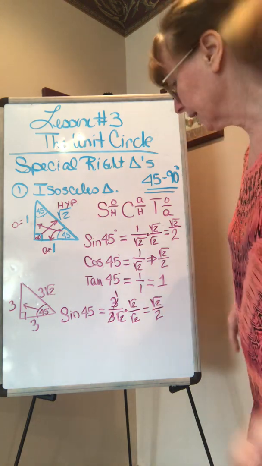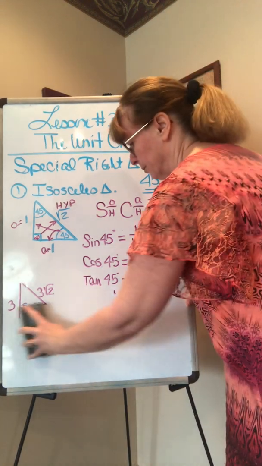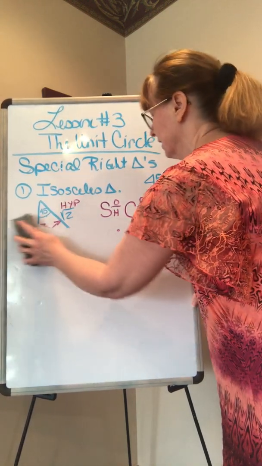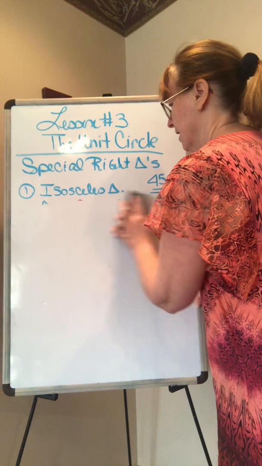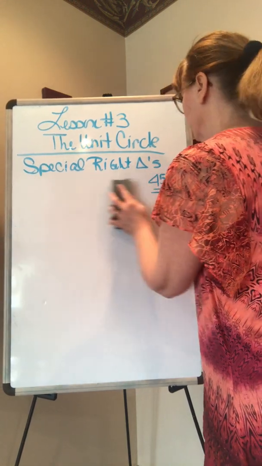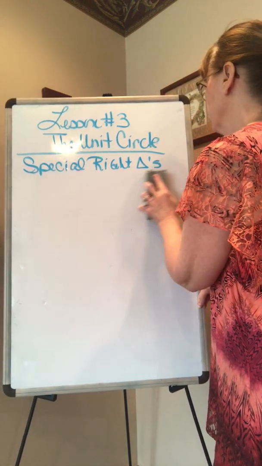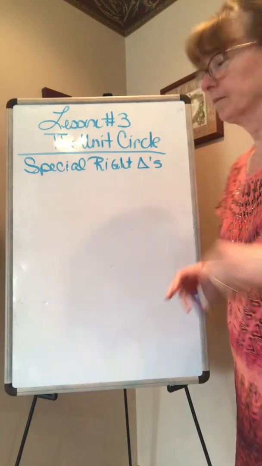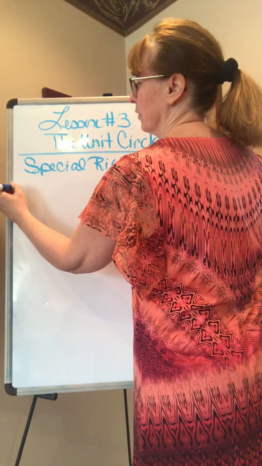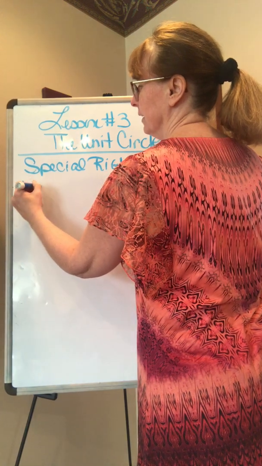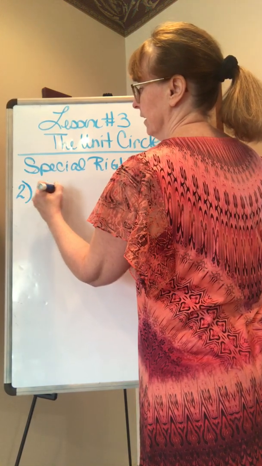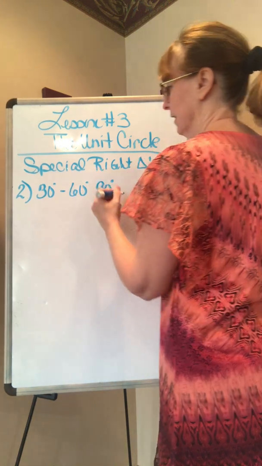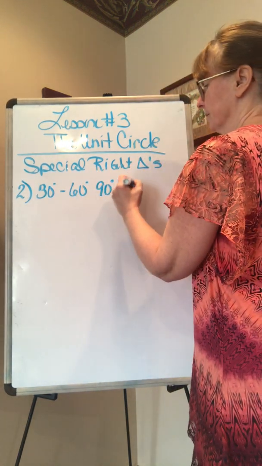Now we have to talk about the other very important special right triangle, and that would be the 30-60-90 triangle. Okay, so now we're going to go to special triangle number 2. So now special triangle number 2 is the 30-60-90 right triangle.